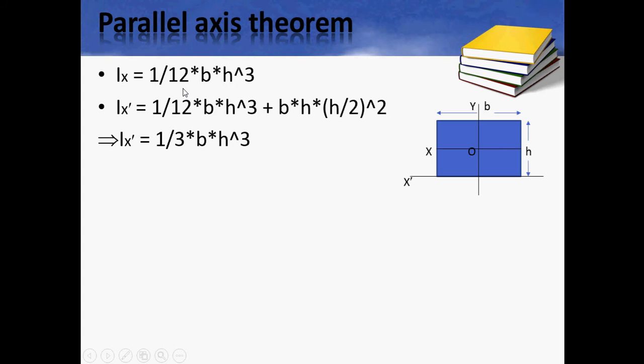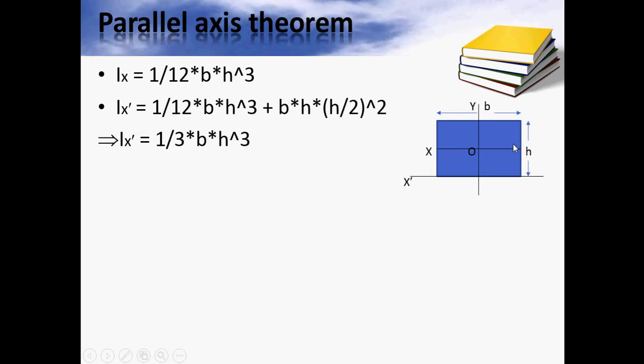So I equals I naught plus A into d square, where I is the moment of inertia about the required axis, I naught equals the moment of inertia about the central axis, A equals the area of the body, and d is the perpendicular distance between the axes.